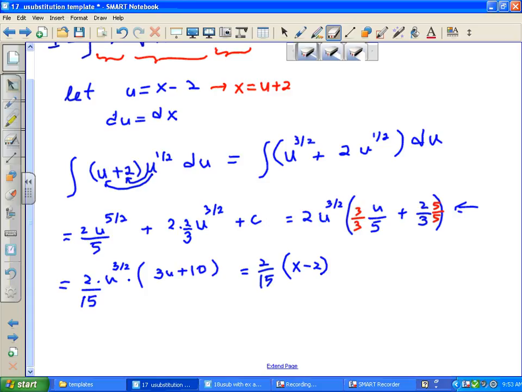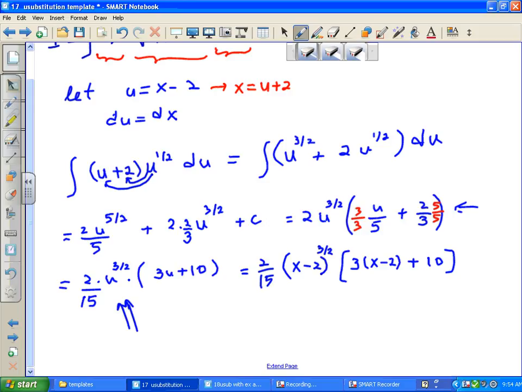So I was about to put the u variable into this expression on the left, and u was x minus 2. To which power should it be raised? 3/2, because we're putting it into this equation, right? So u is (x minus 2) to the 3/2. And inside the parentheses, I want 3 times u, again u is x minus 2, plus 10.